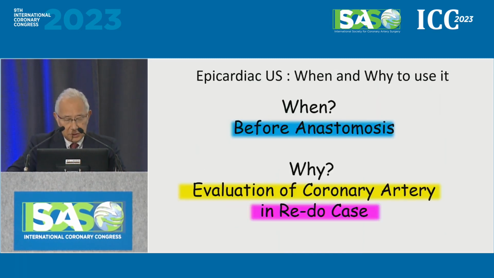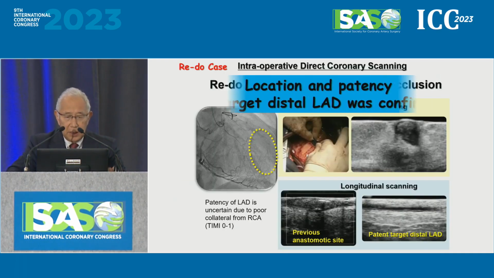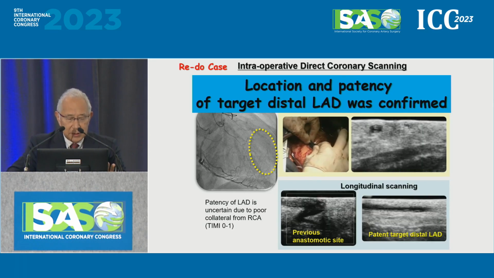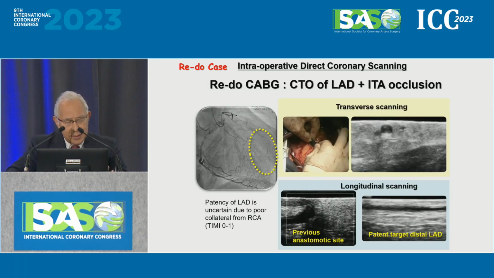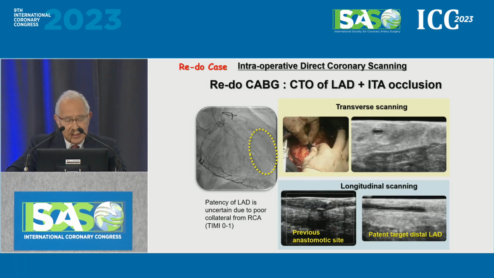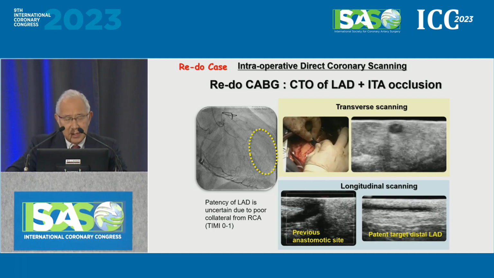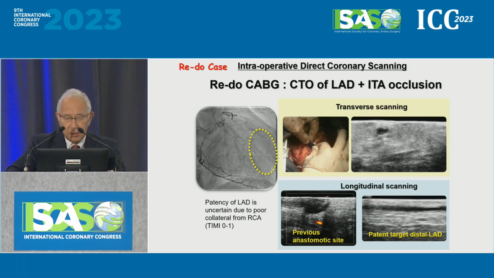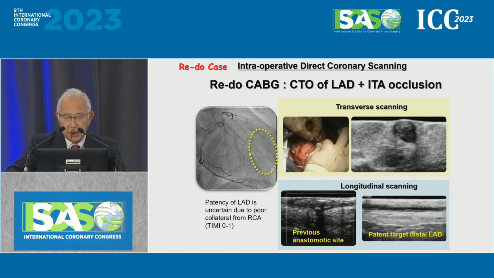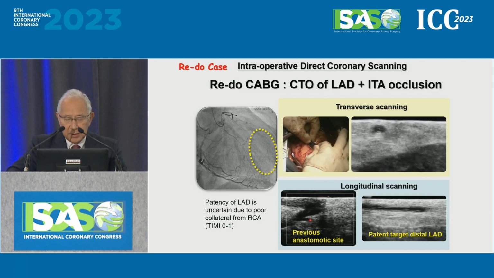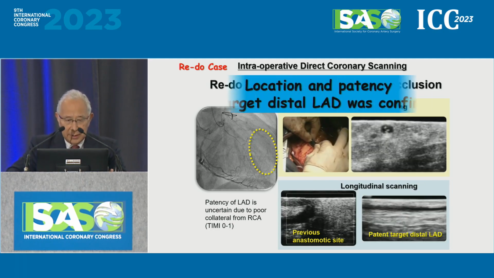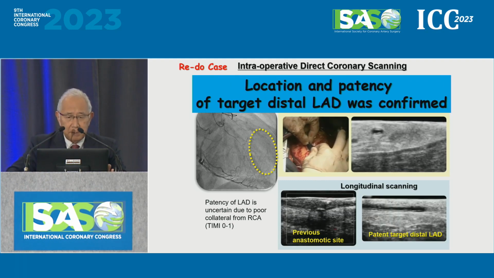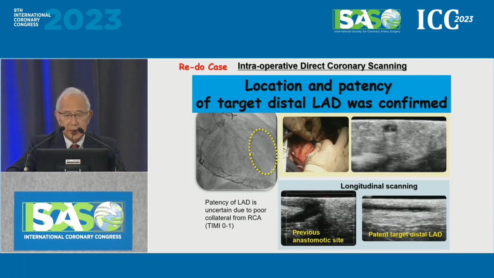So before anastomosis, in redo cases, evaluation of the coronary artery. In redo cases, sometimes the patency of the LAD, in this particular case, the patency of the LAD is uncertain due to poor collateral from the right coronary artery. But by scanning, you can find the actual position of the LAD. So the location and patency of the target distal LAD was confirmed.